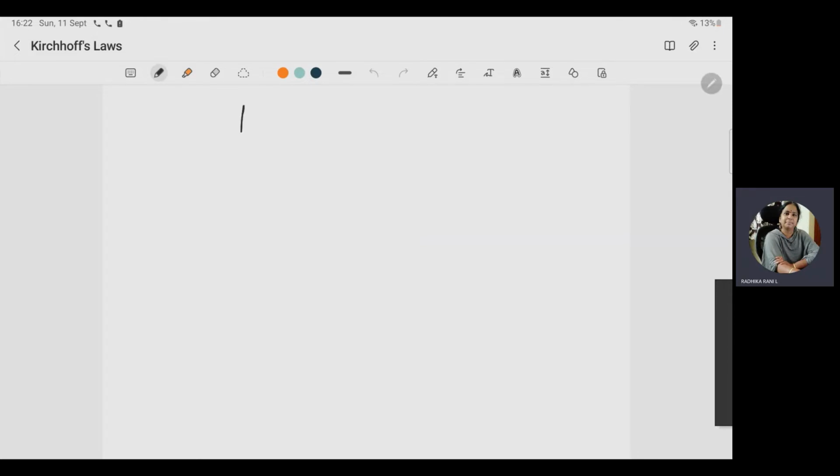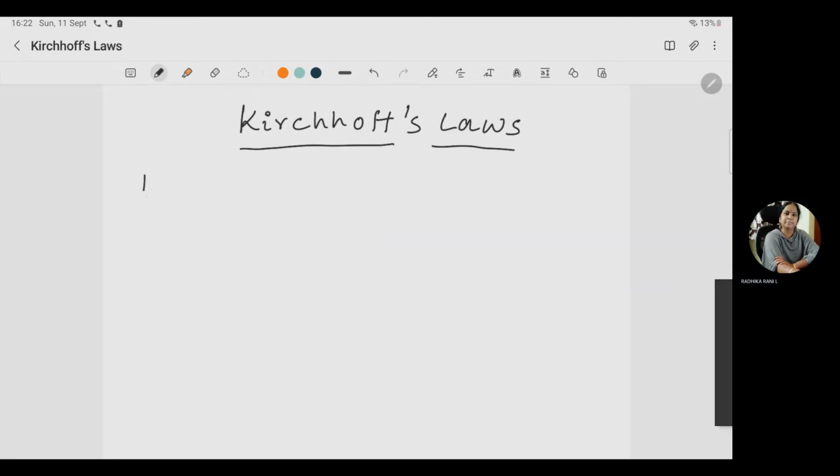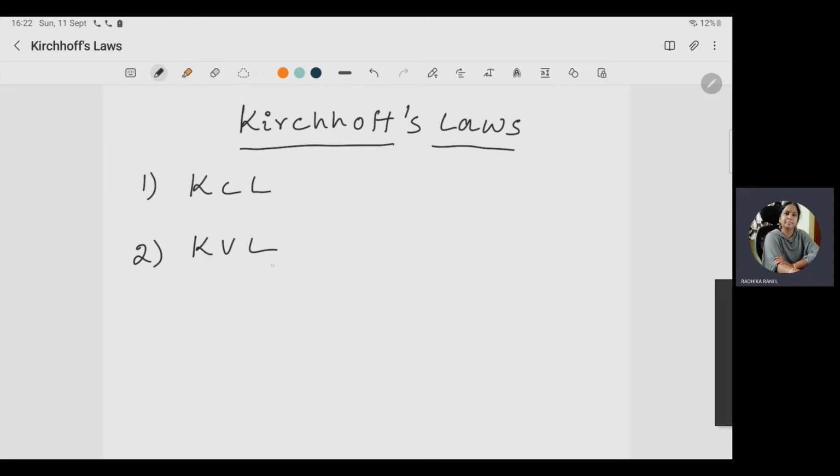In today's class, I'm going to explain about Kirchhoff's laws. Kirchhoff is a scientist. He invented two laws. The first law is called KCL, Kirchhoff's current law. Second law is called KVL, Kirchhoff's voltage law. These two laws are very useful for solving a given electrical network.